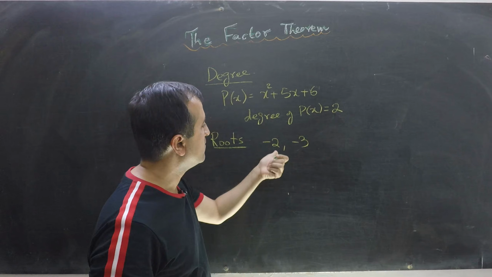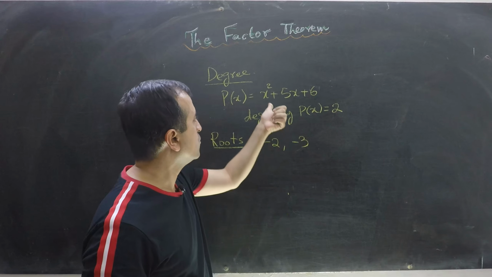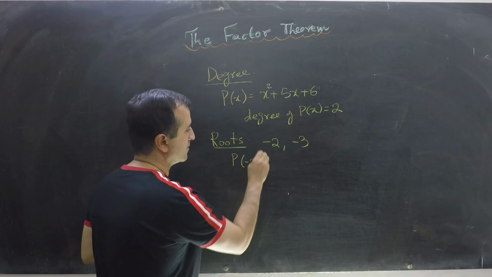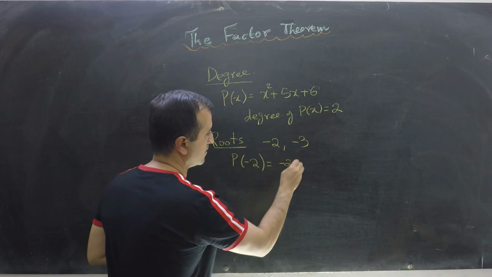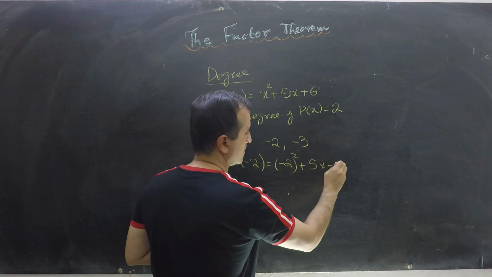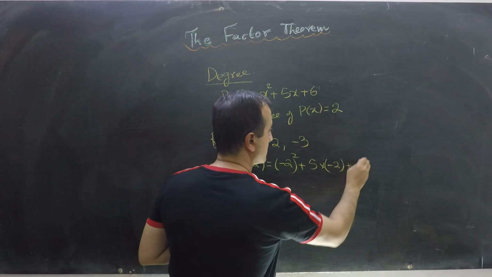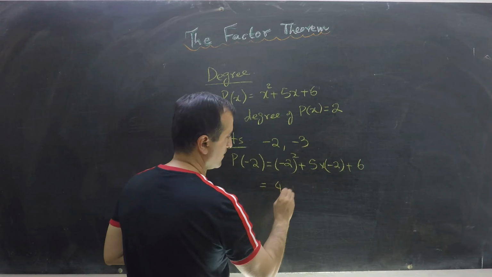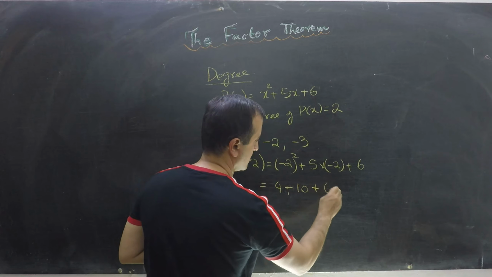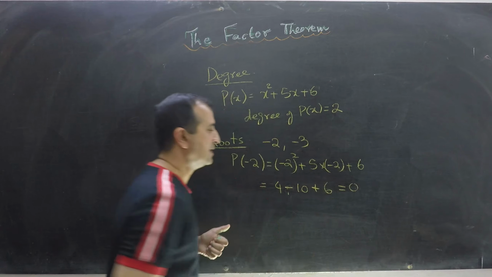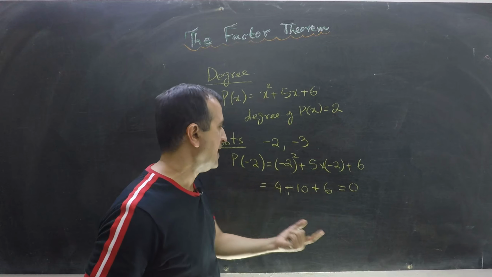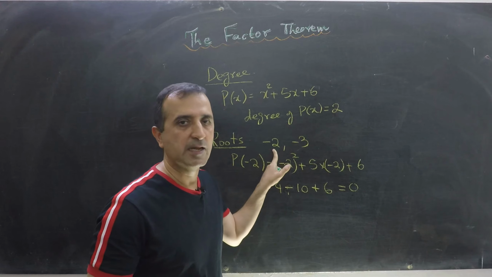Let's verify if -2 is indeed a root of this polynomial. Yes, -2 has made this polynomial equal to 0. It implies that -2 was indeed its root.